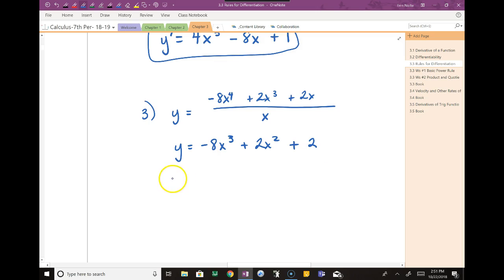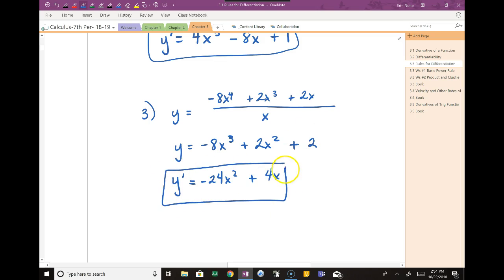So now when I derive this, what is my first term? Negative 24x squared. Second term? 4x. Plus 0. Perfect. Okay, I like this.